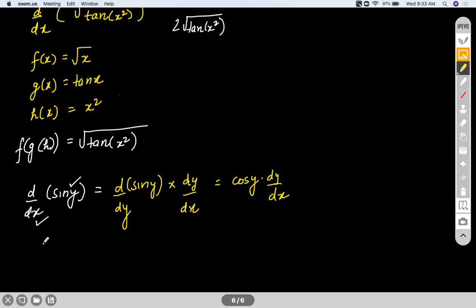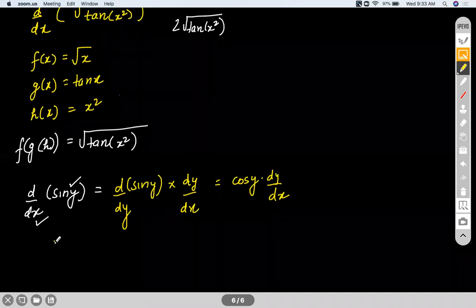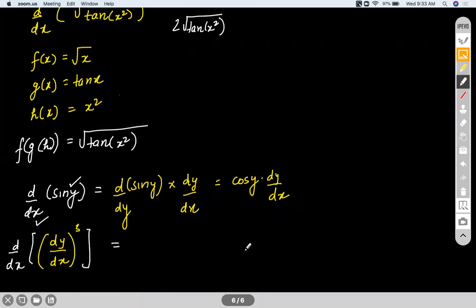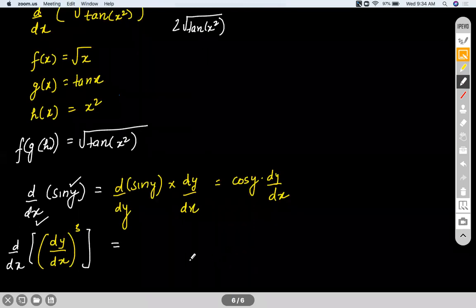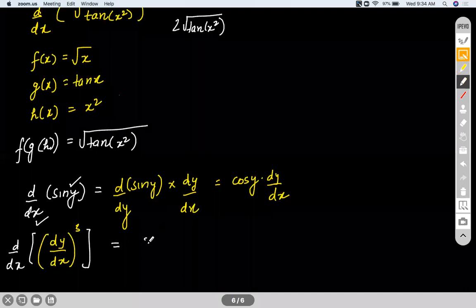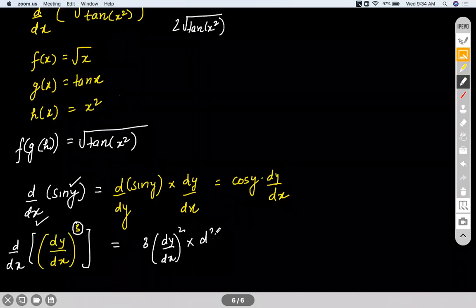It is also very useful in finding the derivative of a derivative itself. For example, if I say dy by dx whole cube, if I want to find its derivative with respect to x, tell me what will happen. First you treat this as something cube. Something cube gives 3 something square. Once the 3 is taken care of, the derivative of dy by dx with respect to x is d2y by dx square. This will be useful next year in class 12.